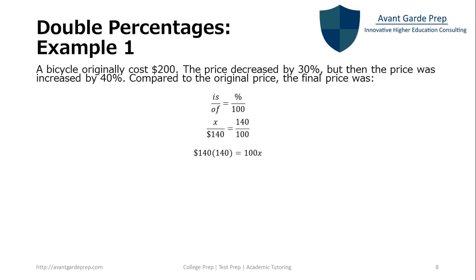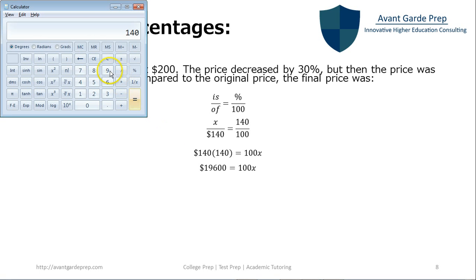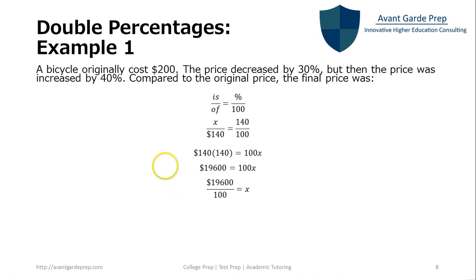So we cross multiply and divide here. We have $140 times 140 equals 100x. So let's work that out, and we get 140 times 140, and that equals 19,600. Now we want to divide that by 100, and that'll give us our new price of $196. So after the bike was increased by 40%, the new price would be $196.